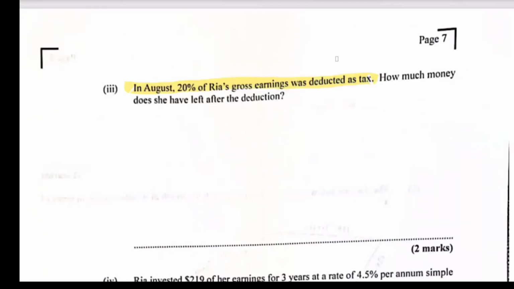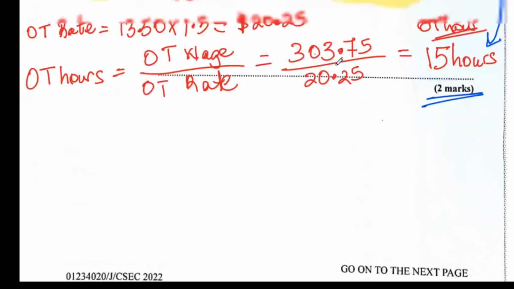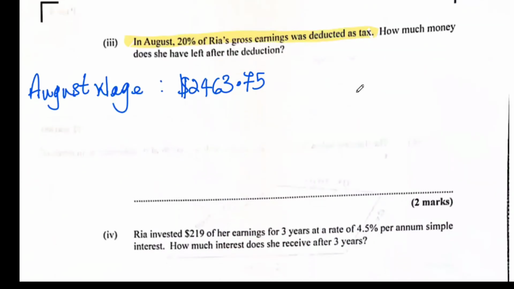All right, so let us write it down. We want to write down that August salary or the August wage. We're talking about $2,463.75 to be exact. Let me just double check. I think it is. Yes, $2,463.75. All right. So that is the August month. They are saying to you that 20% will be deducted as tax, and how much.